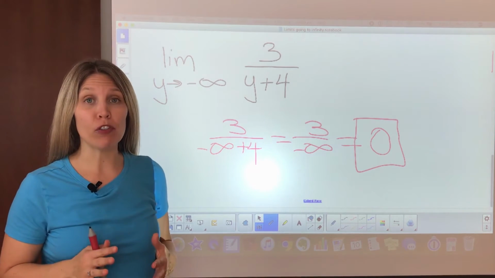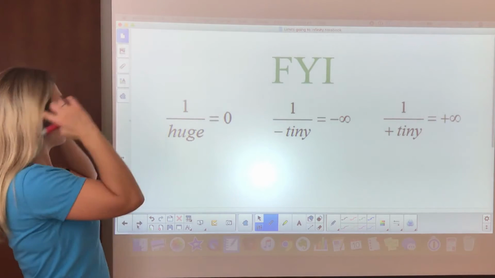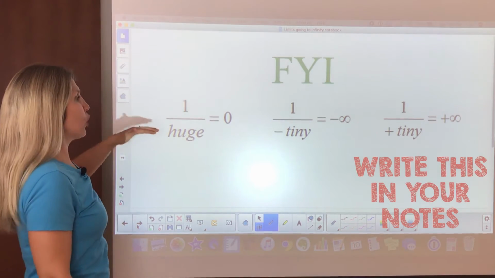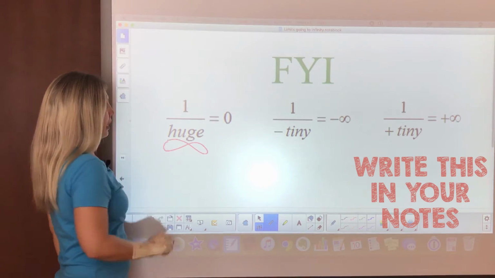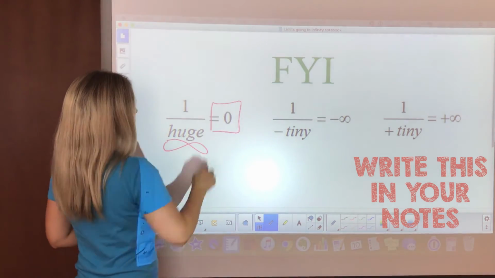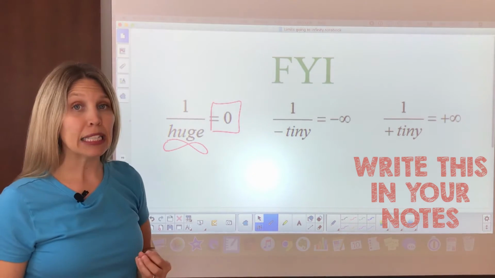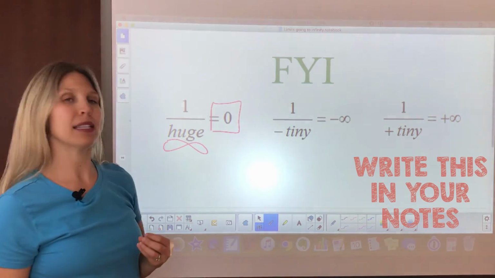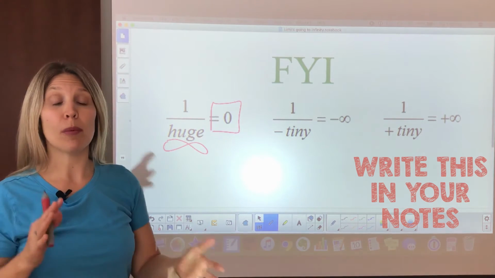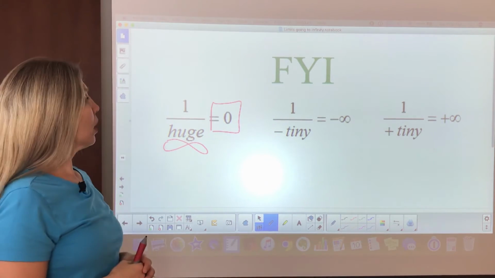Let me show you some helpful tips you want to write down. When you have 1 over a huge number, meaning infinity, your value is going to be headed to 0. When you have 1 over a negative tiny number or 1 over a positive tiny number, those numbers are going to be going to infinity, negative or positive respectively.